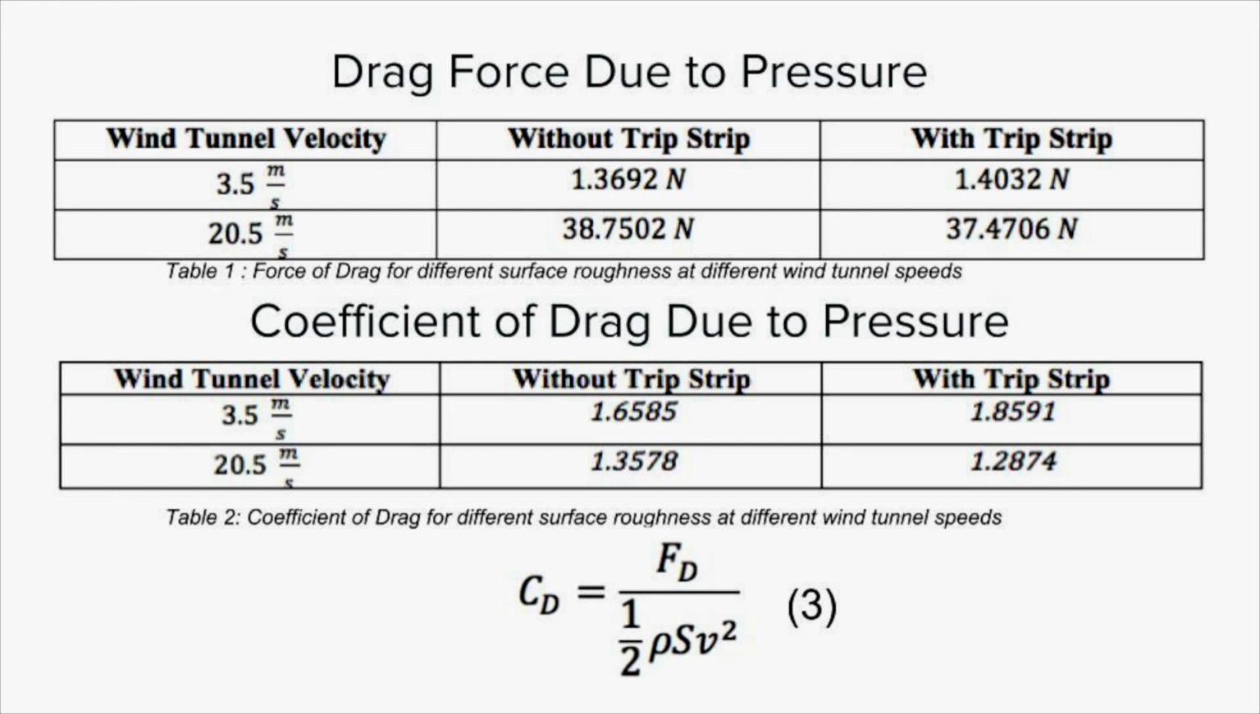At velocity of 20.5 meters per second, the coefficient of drag follows the theoretical trend more closely because at higher Reynolds number it is more useful to trip the boundary layer sooner in order to maintain attached flow to the cylinder surface. Using the drag force calculated in Table 1, coefficient of drag can be calculated using equation 3. As shown in Table 2, the trip strip caused the coefficient of drag to increase at 3.5 meters per second and decrease at 20.5 meters per second compared to no trip strip.